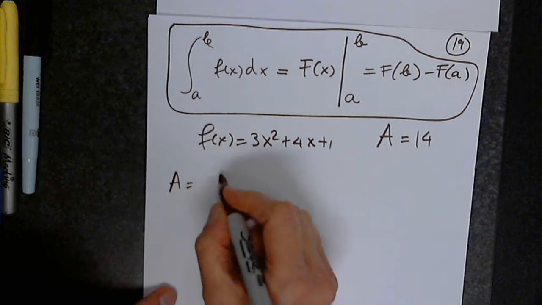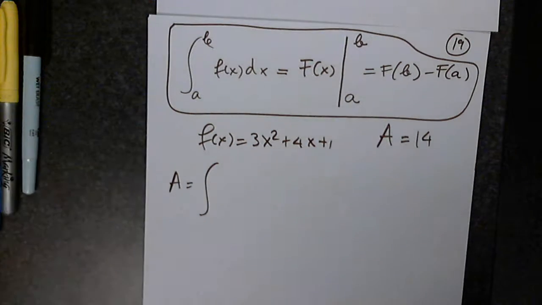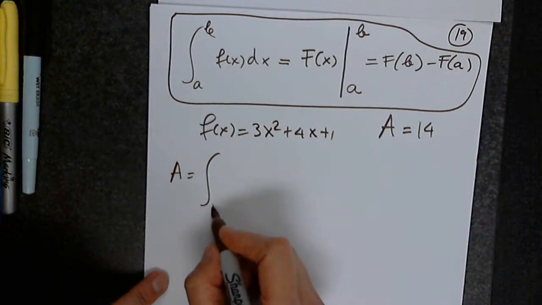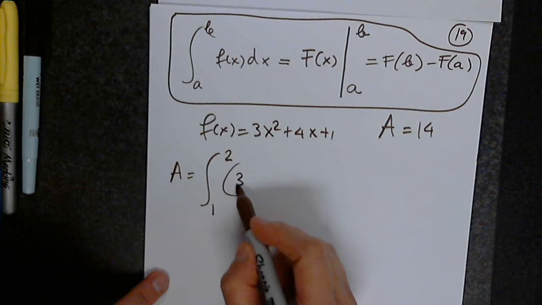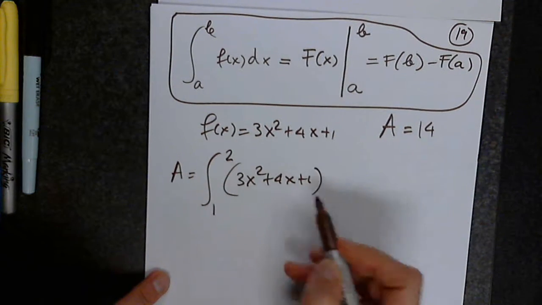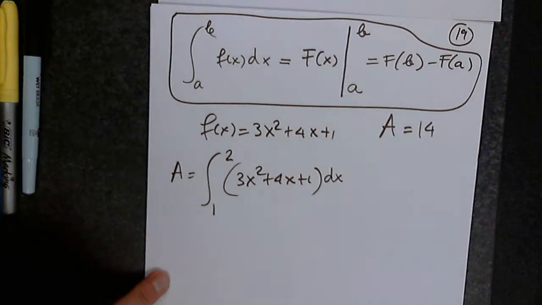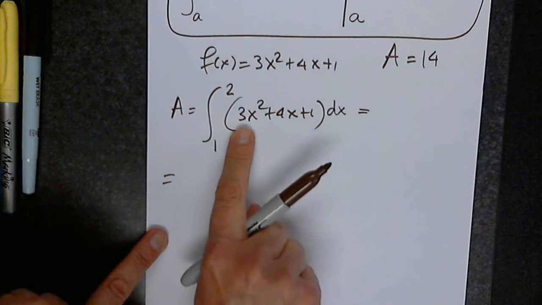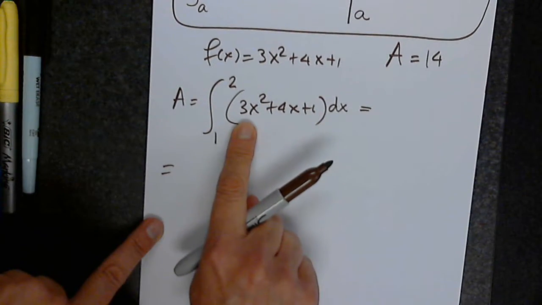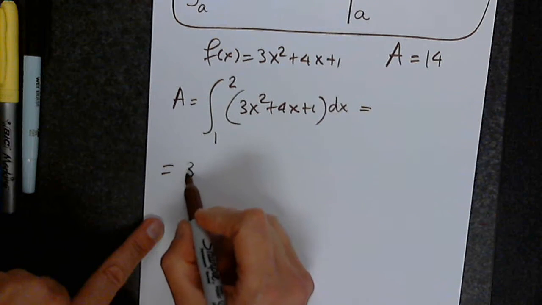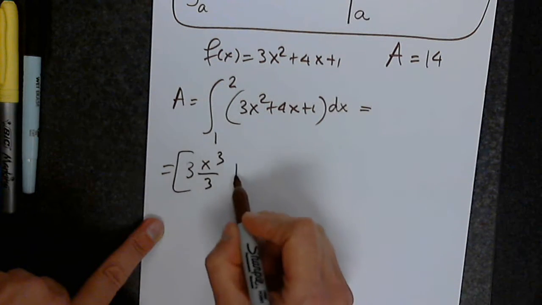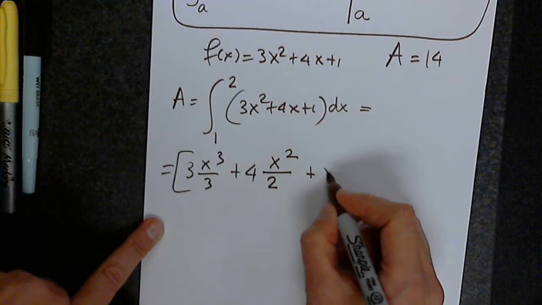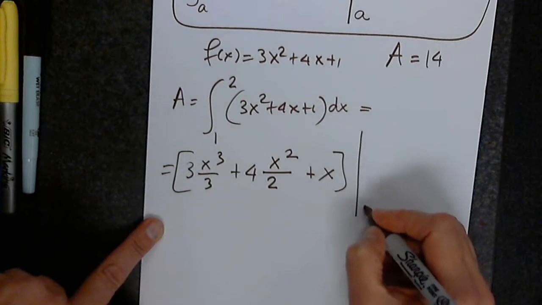So in order to find the area, I will write the integral from, we used 1 to 2, correct? So the integral from 1 to 2 of f of x, 3x squared plus 4x plus 1, times the base, which is dx. Okay, so I have to find the antiderivative of 3x squared: x cubed, 3x cubed over 3, plus 4x squared over 2, plus x, evaluated from 1 to 2.